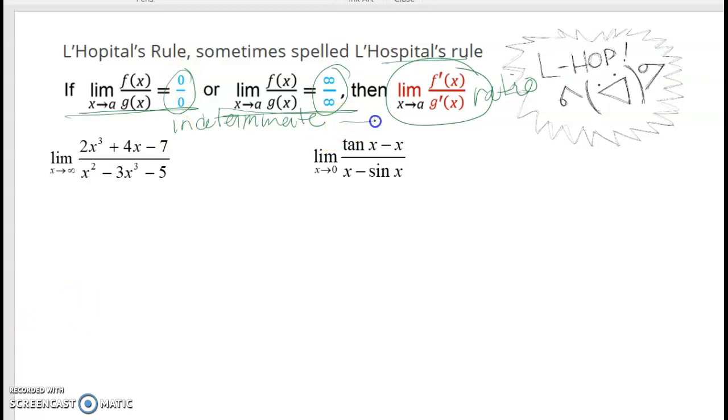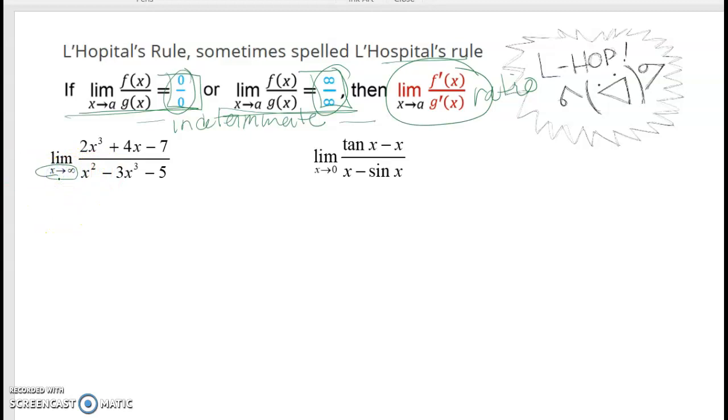But what we're going to look at in this video is the fact that there are 5 other indeterminate forms that we can use L'Hopital's on if we just rearrange them to look like 0 over 0 or infinity over infinity. So let's start here.